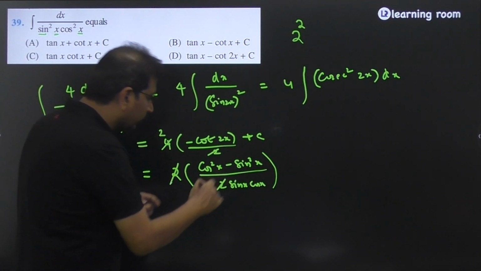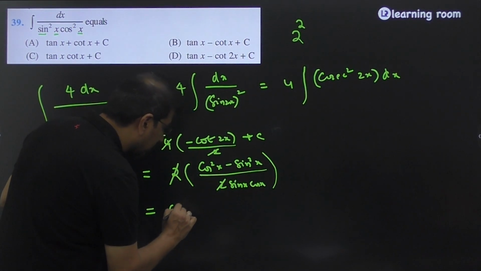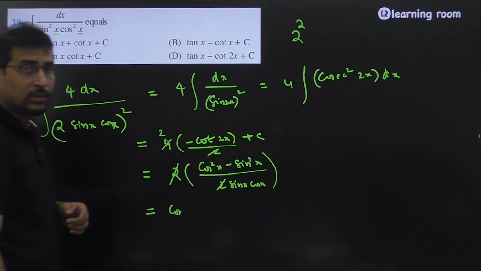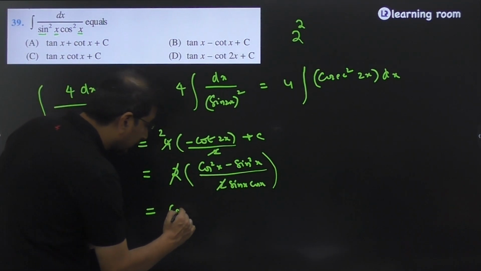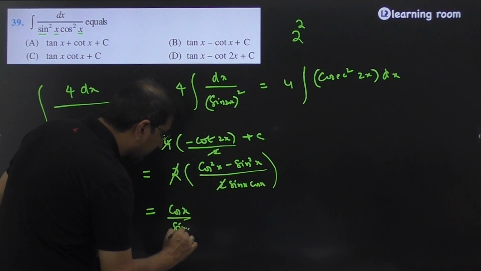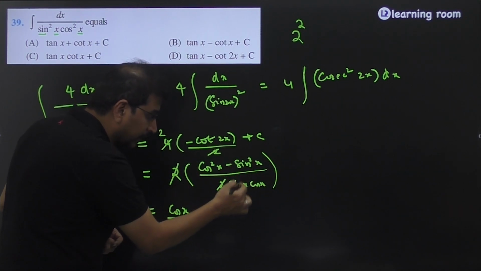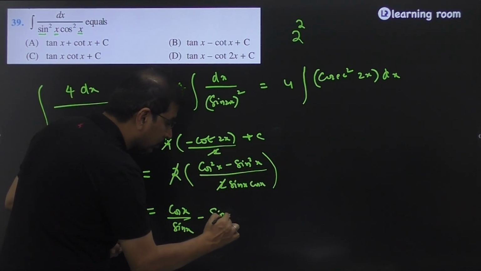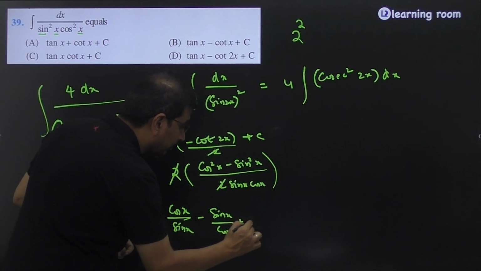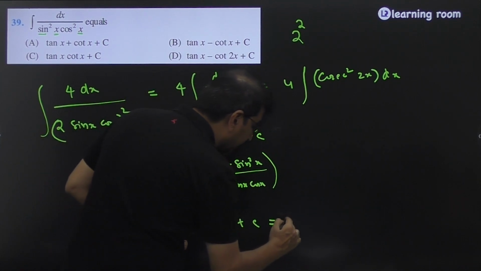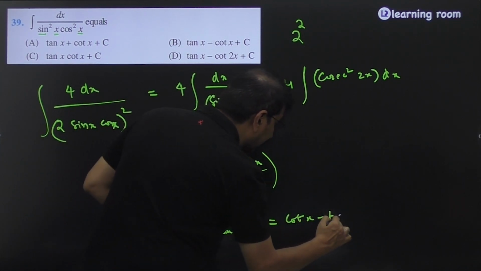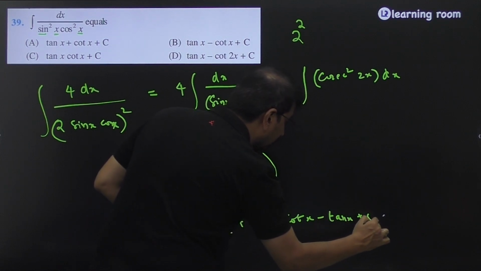Right. So cos square x divided by sin x into cos x will be cos x by sin x, because one cos will get cancelled, minus this will become sin x by cos x, plus c. So what will the answer be? It will be cot x minus tan x plus c.